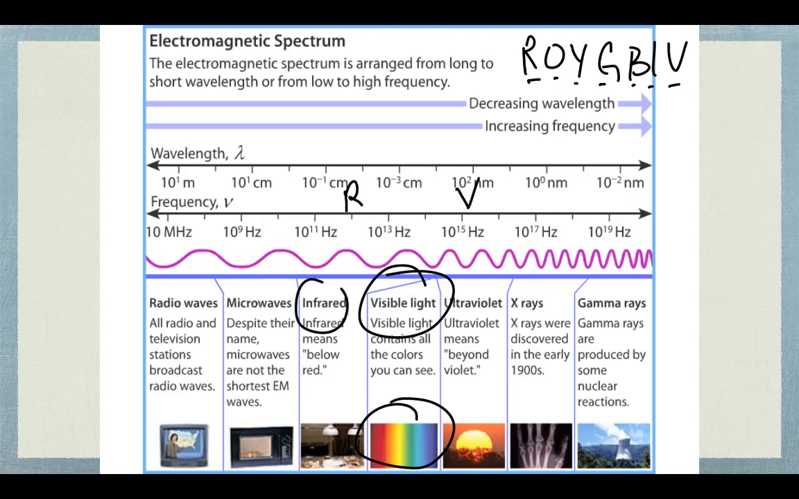And that's why below red, you have infrared, and above violet, you have ultraviolet, right? UV light from the sun, because it's all based on wavelength. So you've got specific ranges of wavelengths that correspond to specific colors of light.